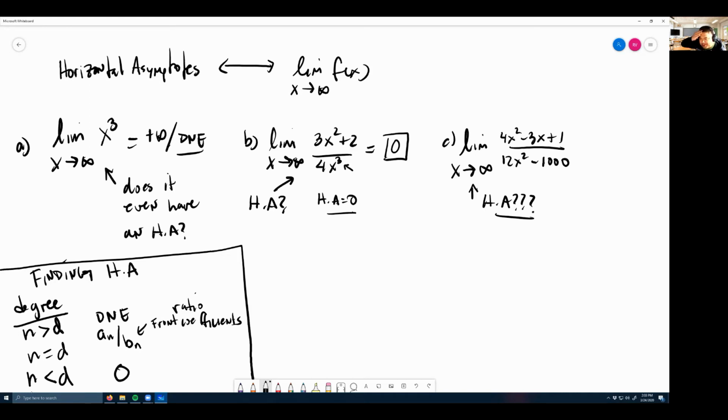There are more complicated situations. This is not Calc AB. This is not Calc BC. So we're not even going to talk about it. For the most part, again, this relationship right here, the horizontal asymptotes are basically represented by the limit of the function approaching infinity to the right or to the left. They can be different in more complicated situations, but for the most part, this holds.